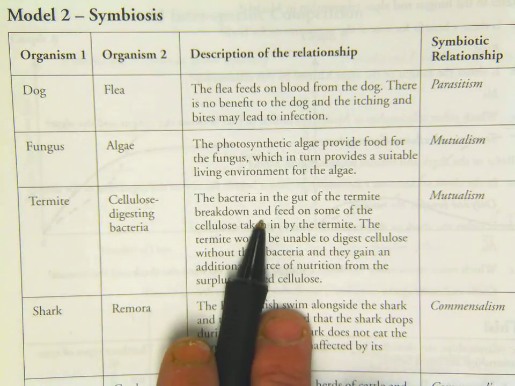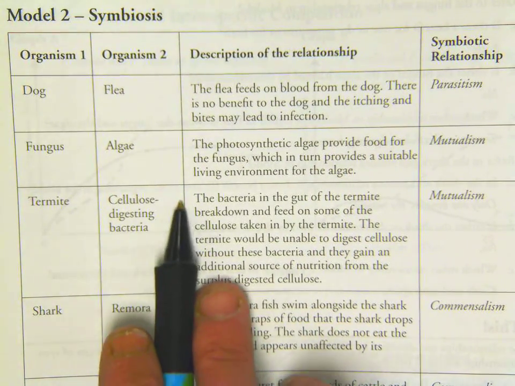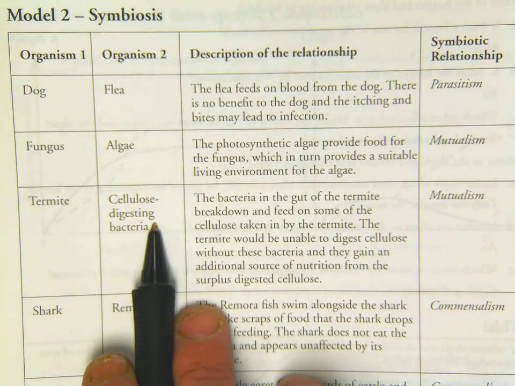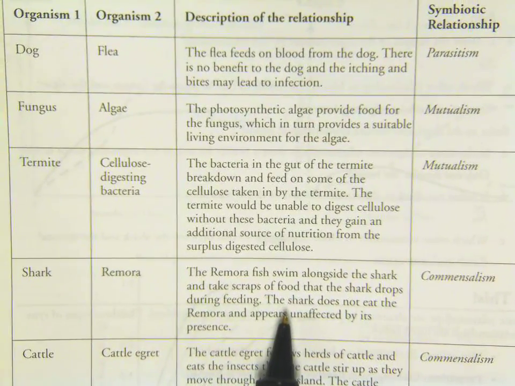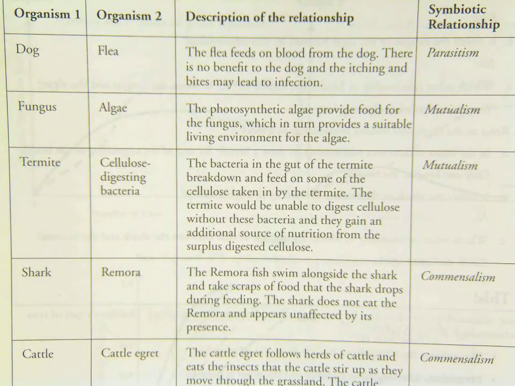One of my favorite examples of mutualism is termites and the cellulose digesting bacteria. Great trivia question to share, where termites do not actually digest wood, but they do contain the cellulose digesting bacteria in their gut that does. Pretty cool stuff.